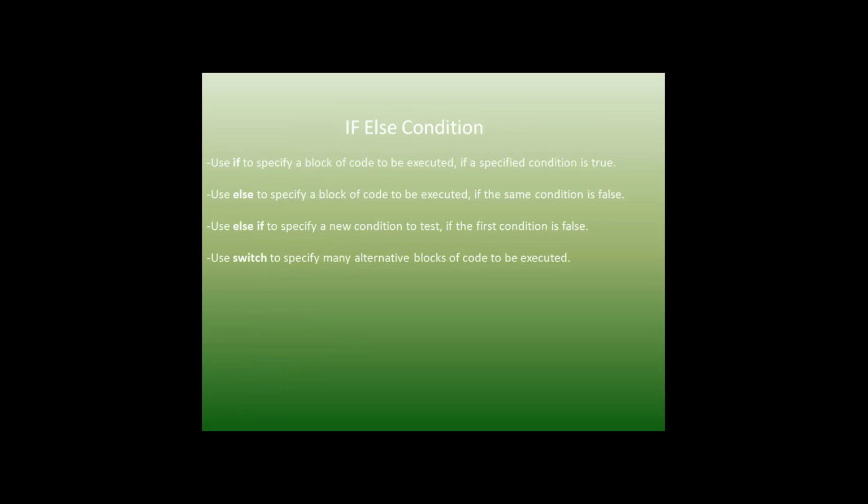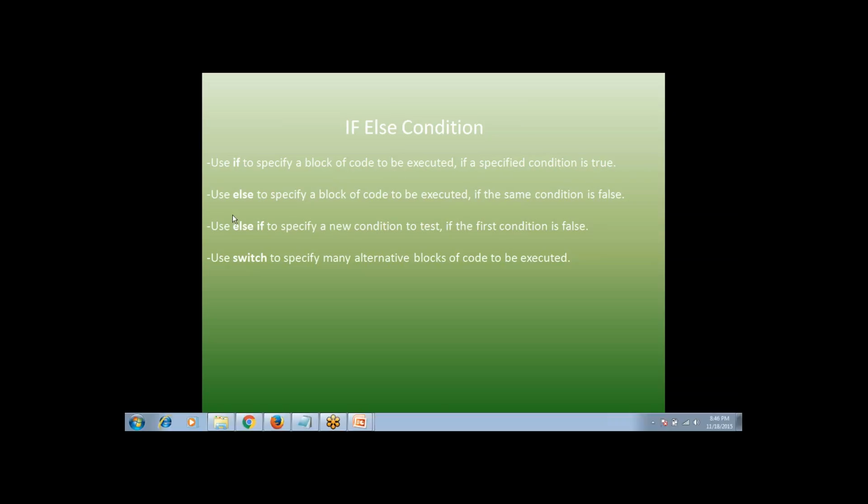Use if to specify a block of code to be executed if the specified condition is true. Use else to specify a block of code to be executed if the same condition is false. So we are using else if the condition checked in if is false. I know it's a little confusing here, but you will get to know when I write the program and we execute that. You will understand that. And most of you have done C, C++, so I assume you are getting this if else.